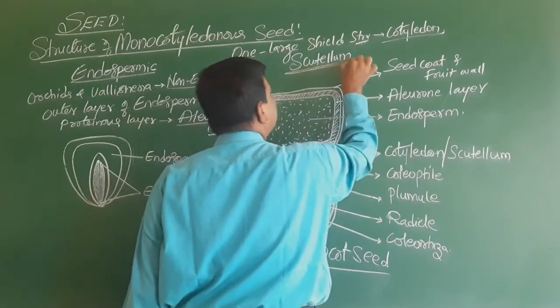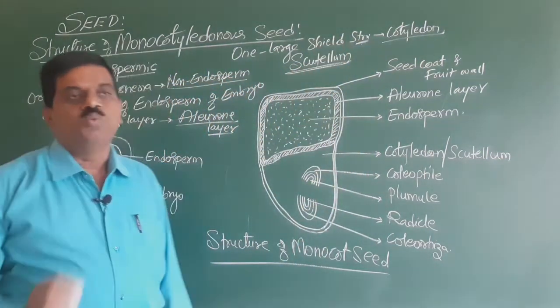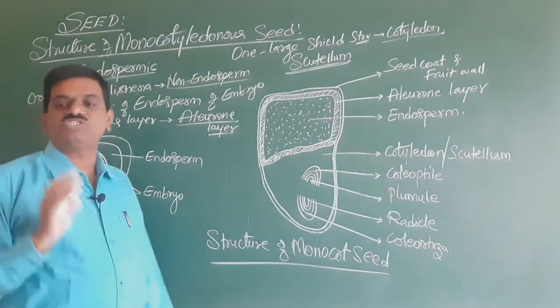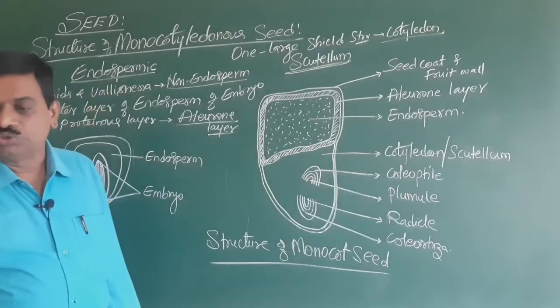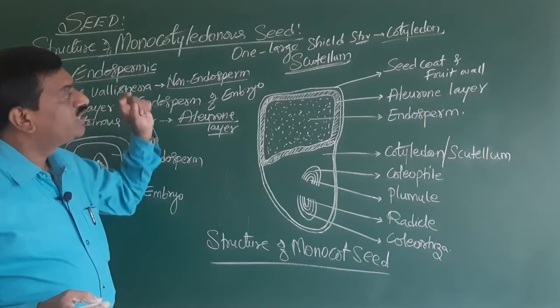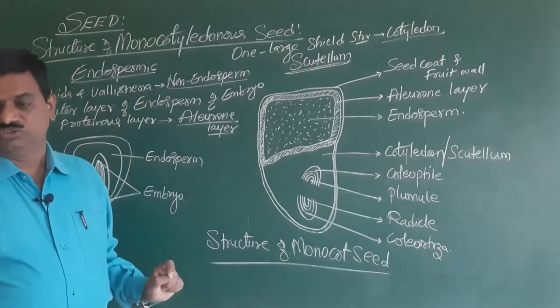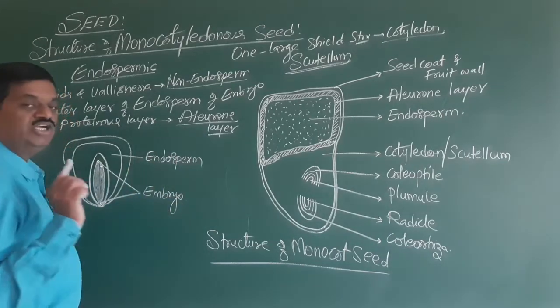This is nothing but scutellum. So just it should be remembered. Here one large shield-shaped structure called cotyledon is known as scutellum. And there is the presence of radicle and plumule. So the embryonal axis has radicle and plumule.